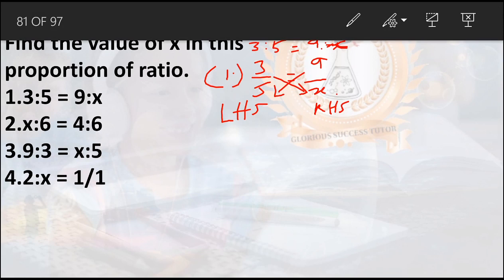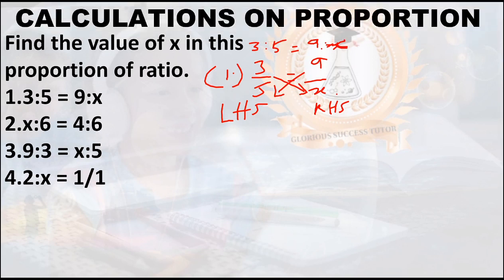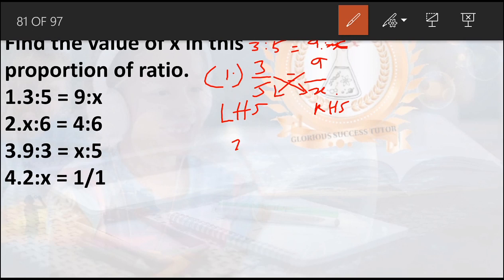Now we're going to have this as 3 times x, which is 3x, equals 9 times 5, which is 45, right? Good. So now we are going to find x equals 45 divided by 3. Do you understand what I'm doing? You will divide both sides by the coefficient of the variable, which is 3. So you divide both sides by 3.